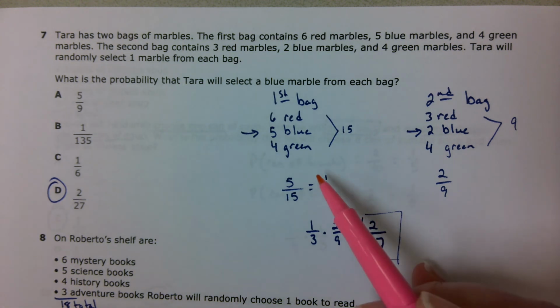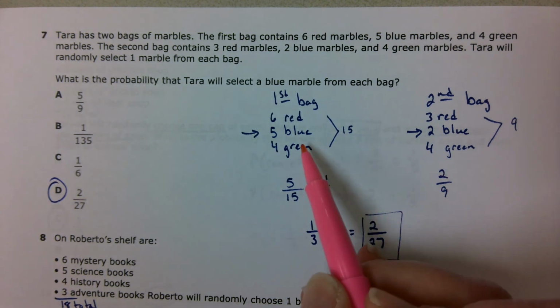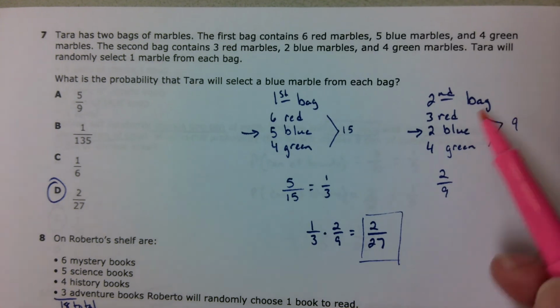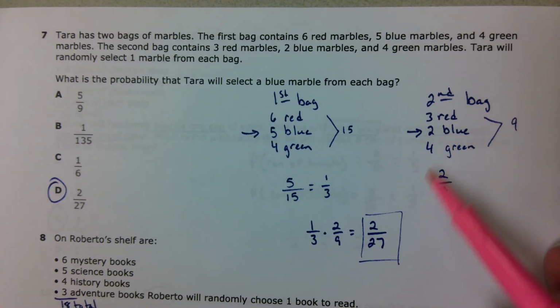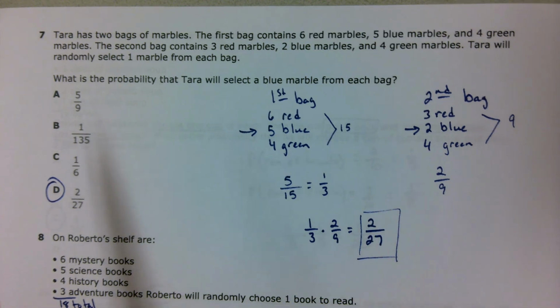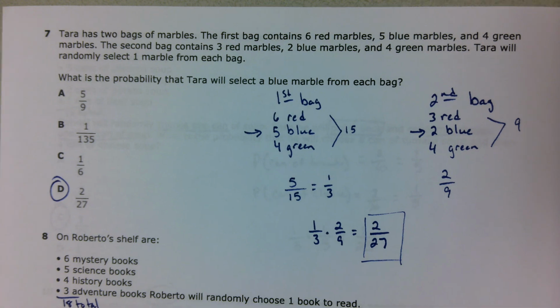Remember, I want the probability of blue and a probability of blue. So I have blue is 5/15, simplifies to 1/3. Second bag, blue is 2/9, and I'm going to multiply again. 1/3 times 2/9. 1 times 2 is 2. 3 times 9 is 27. There is a 2 in 27 chance that she will select a blue marble from each bag.